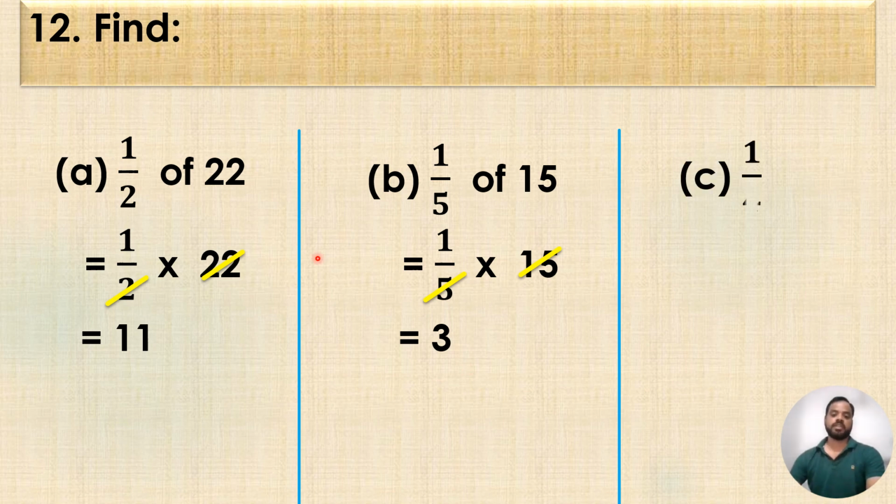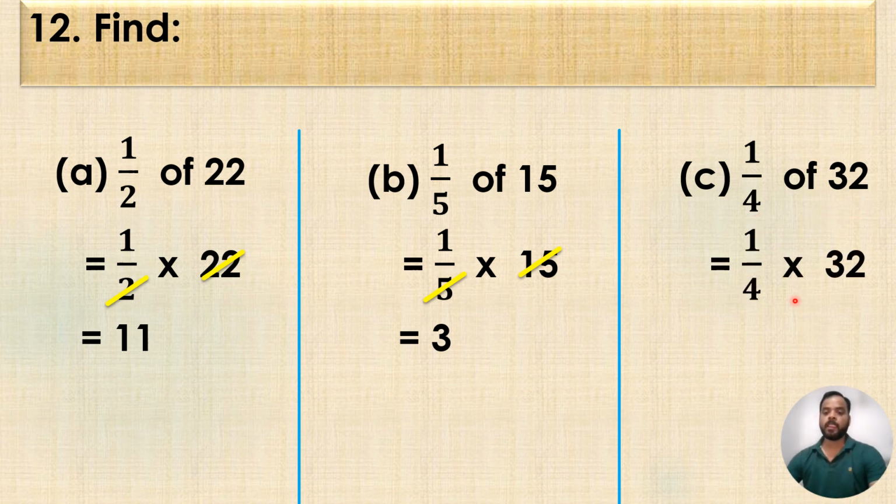Now the next question. We have to calculate 1 by 4 of 32. So 1 by 4 of means multiplication. Then we will cut 32 by 4. So what do we get? 4 1s are 4, 4 8s are 32, 8 into 1. So the answer is 8.